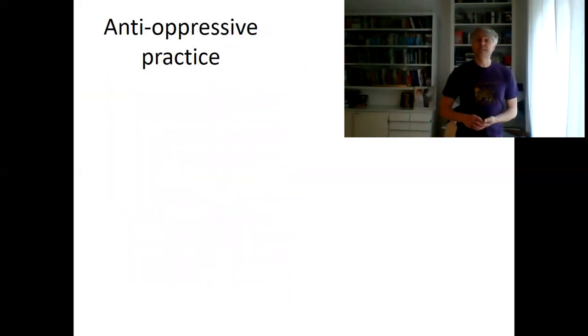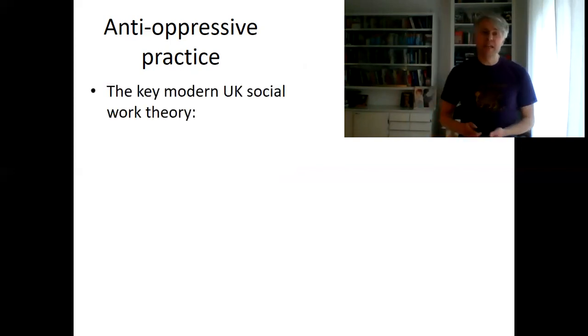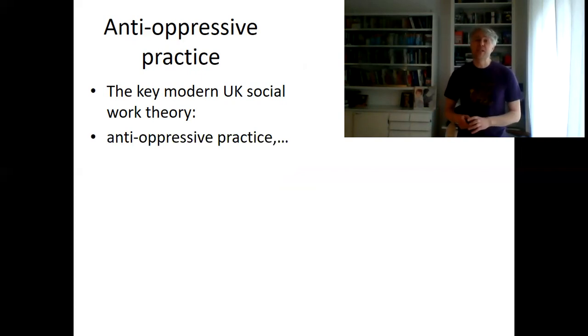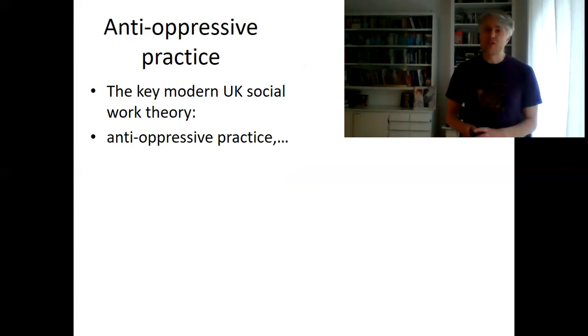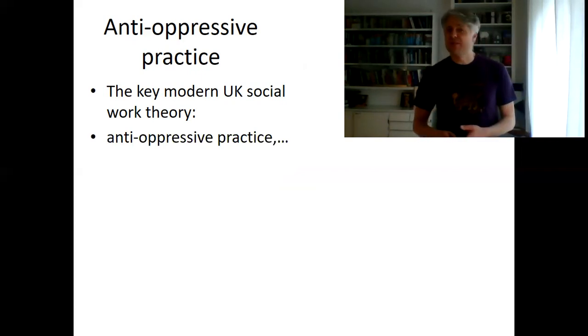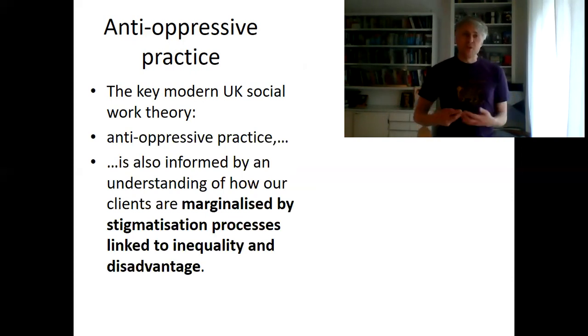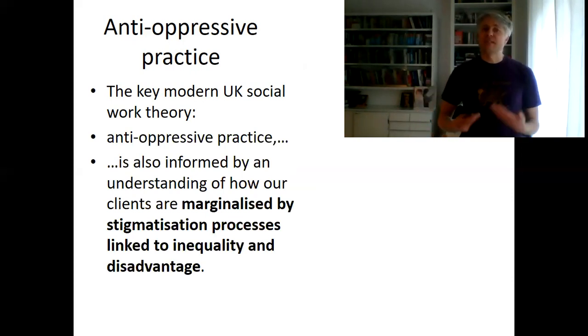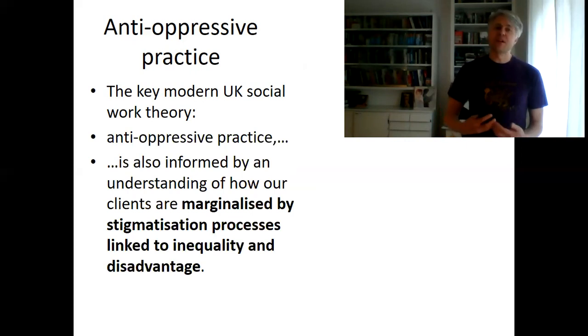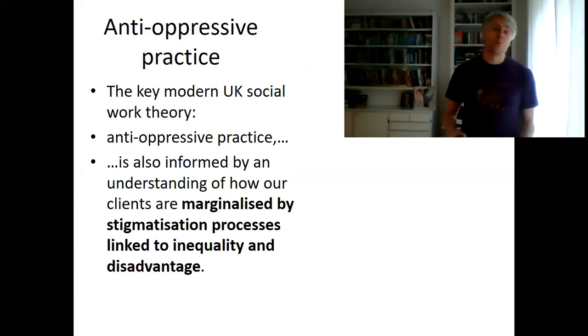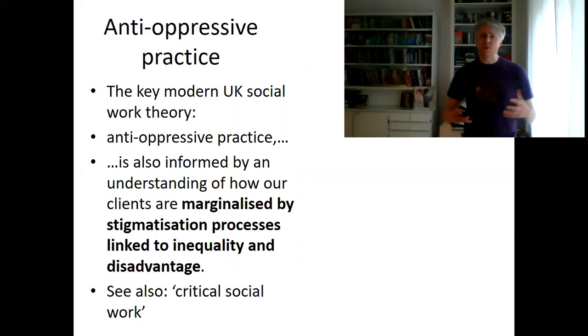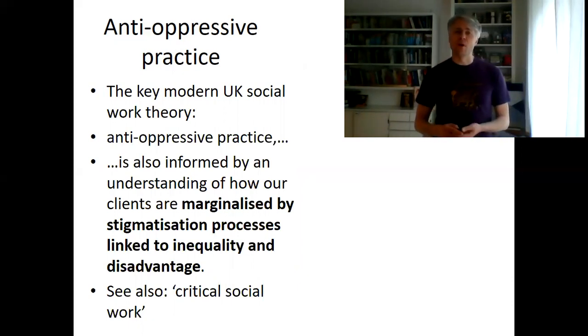Other social work inspired by this labelling theory. The key modern UK social work theory has to be anti-oppressive practice. When I'm teaching in Germany, it's always a pleasure for me to speak about this because it's virtually unheard of in German social work. Anti-oppressive practice is also informed by an understanding of how our clients are marginalized by stigmatization processes linked to inequality, linked to their disadvantage. See also about a whole field of critical social work.